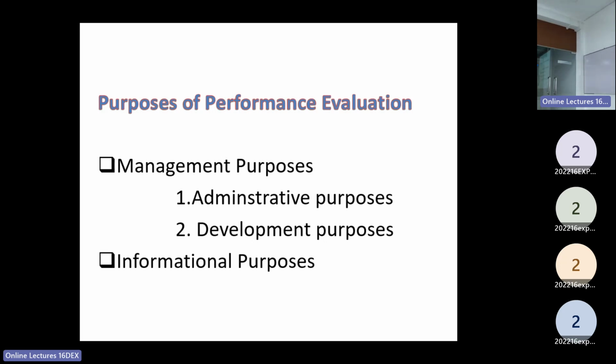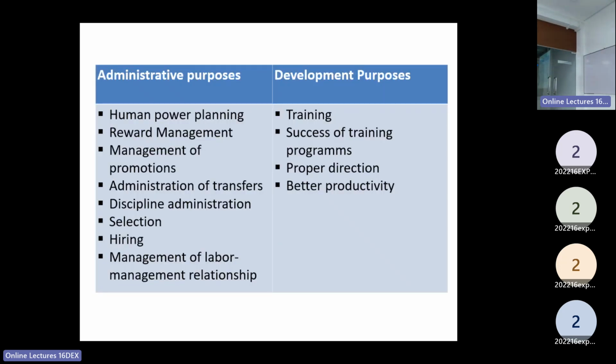Understand? Very serious. But in case of minor offenses, one of the factors we consider is the level of performance. Understand? So there are many administrative purposes of performance reviews: human resource planning, load management, promotion, transfer, disciplinary action, selection, hiring, and labor management relations.